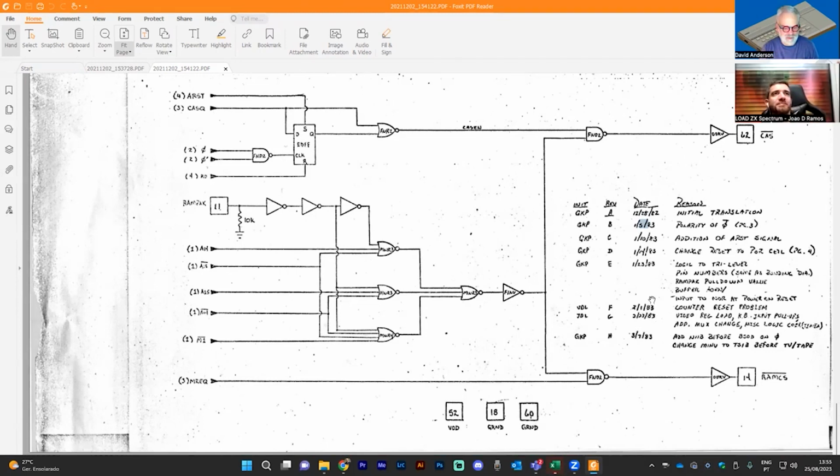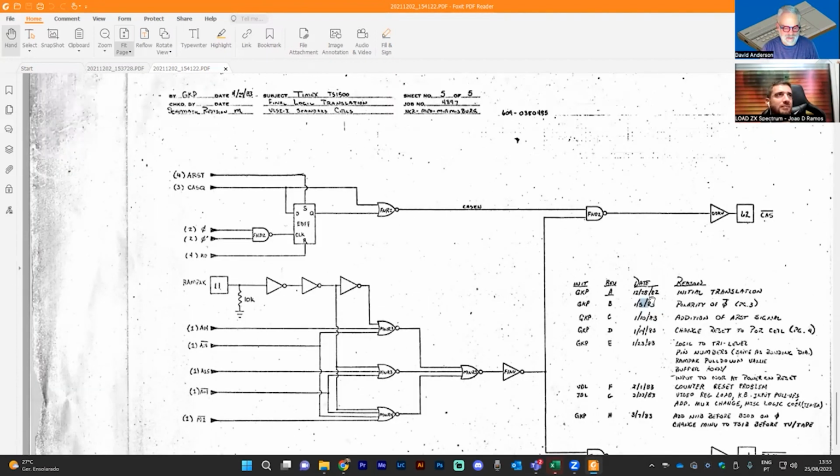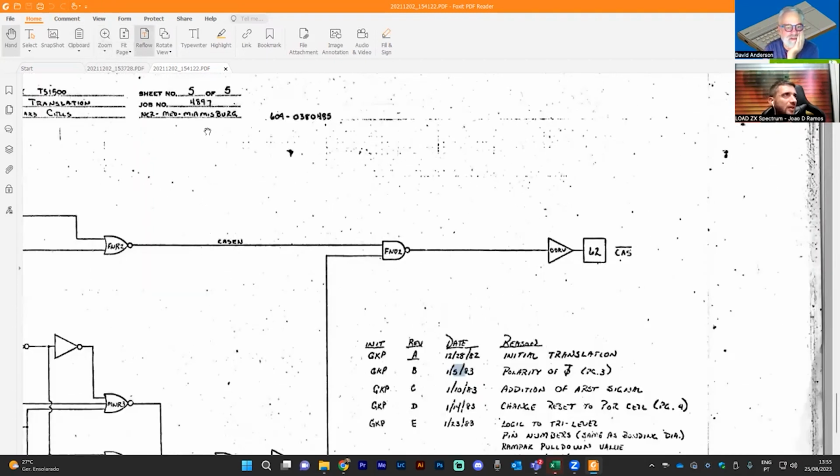Miamisburg is in Ohio. Interesting. And NCR had an office there, or some kind of location there. NCR MED. I don't know if MED stands for something. Yeah, I don't know. Job number. Okay, that's what it is. Shall we go on?